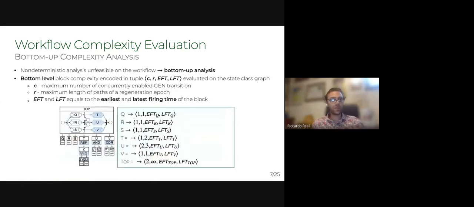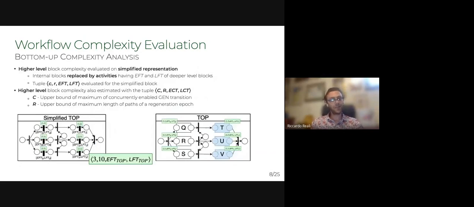If a workflow increases in complexity, it may happen that deterministic analysis is unfeasible. In these cases, we approximate the complexity of the workflow with a bottom-up method that works on different levels of depth. At the bottom level, the block complexity is encoded in a tuple whose values are evaluated on the state class graph. In particular, we have C, which is the maximum number of concurrently enabled generally distributed transitions. R is the maximum length of paths of a regeneration epoch, and EFT and LFT are respectively the earliest and latest firing time of the block.